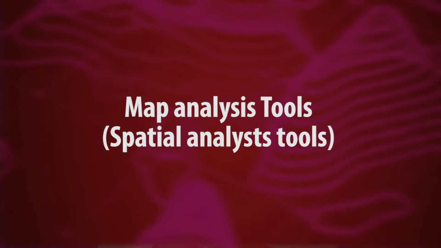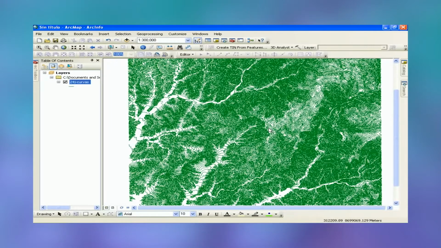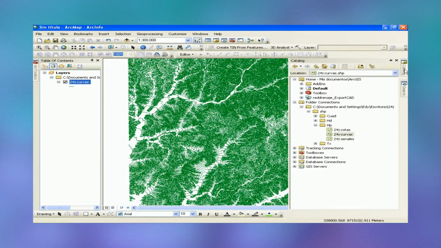Map analysis tools, that is spatial analysis tools. Spatial analysis is the process of modeling and obtaining results through computer processing and then examining and interpreting the results. Therefore, it is useful for assessing suitability and capacity for calculating, predicting and interpreting and understanding the spatial phenomena.